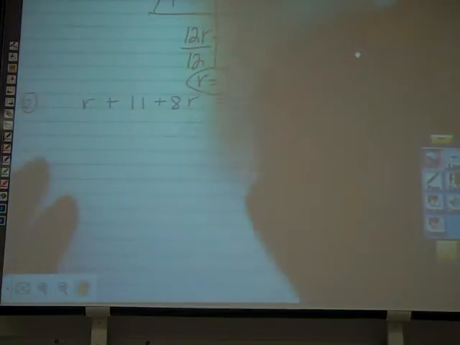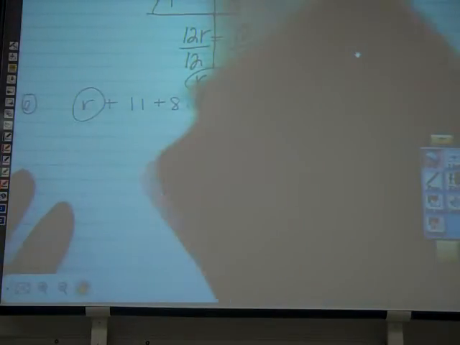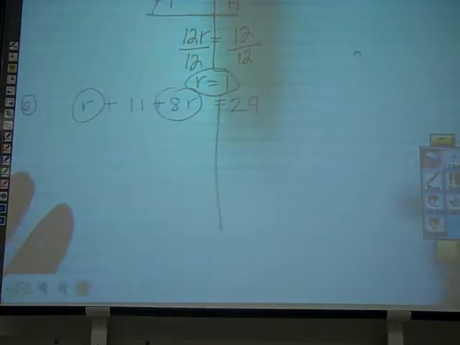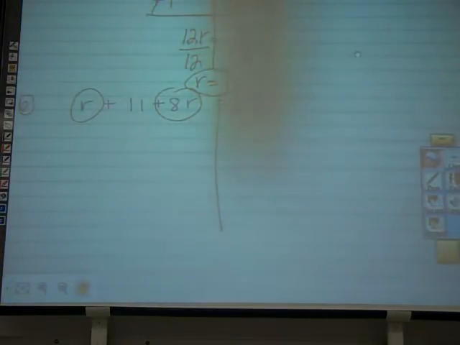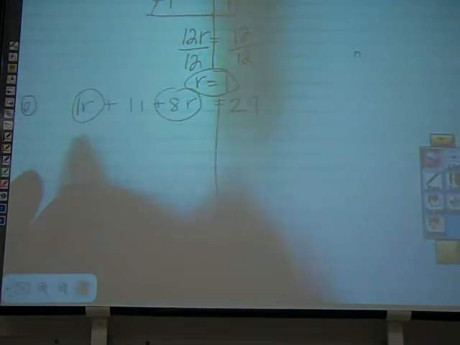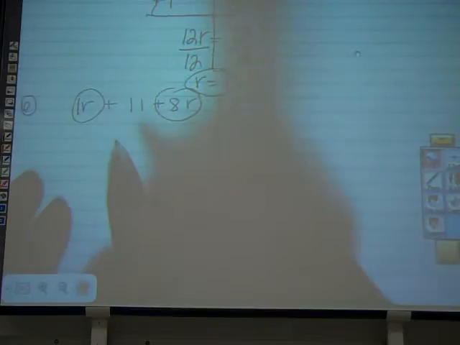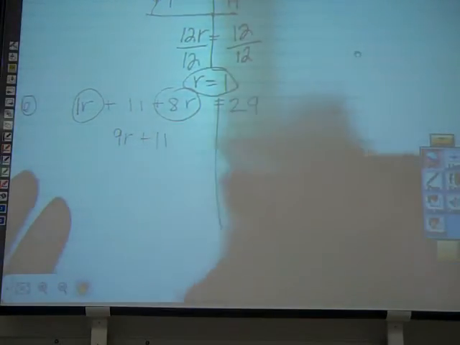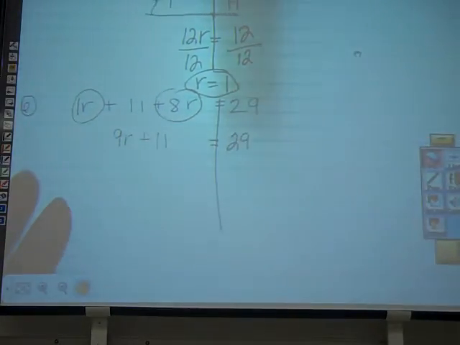Number 6. Draw your line, circle your variables. They're on the same side, so combine them together. Put a 1 in front of the r. 1 plus 8 is 9r. Plus 11 is equal to 29.